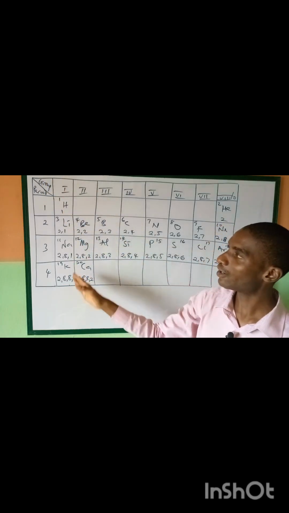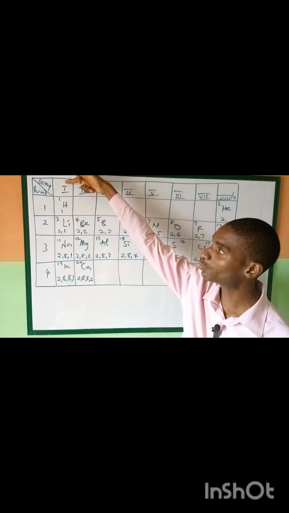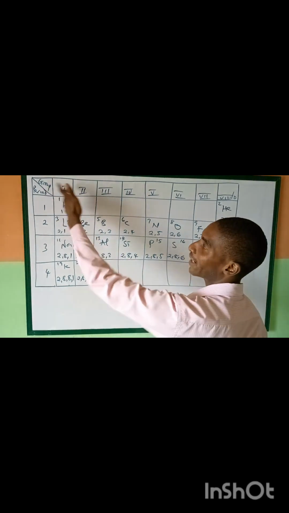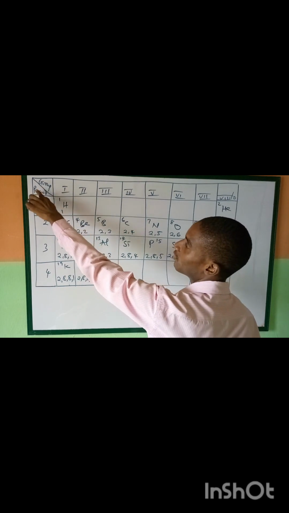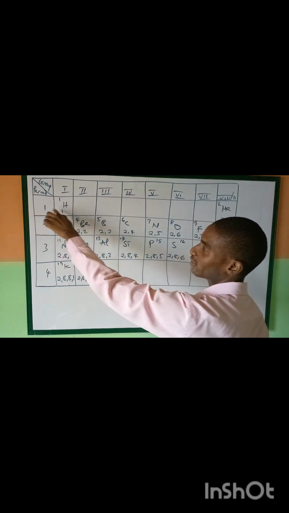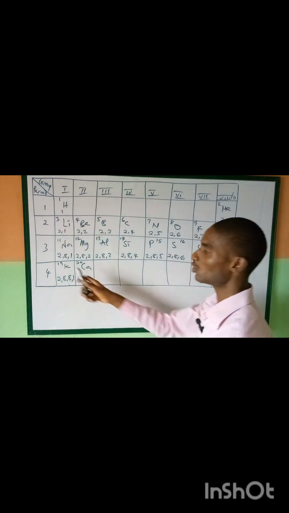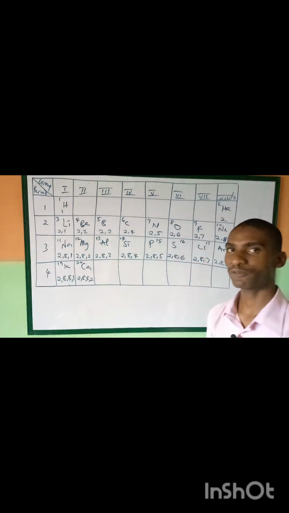So, vertical arrangement is referred to as the group. The groups are written in Roman figure. This is group 1, 2, 3, 4, 5, 6, 7, 8. And the period, this is period 1, so everybody here is in period 1. All the elements here are in period 2. All elements here in period 3. All elements here are in period 4.